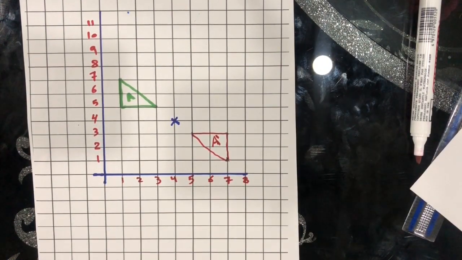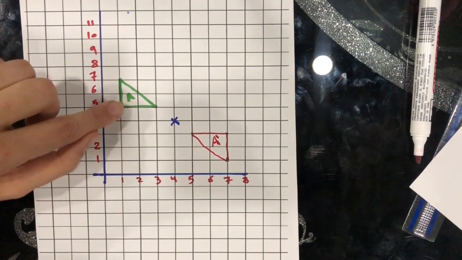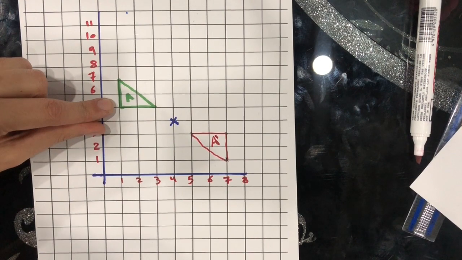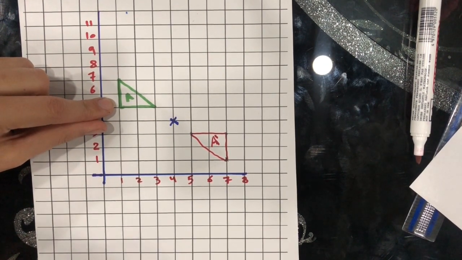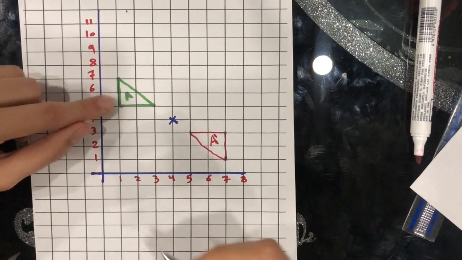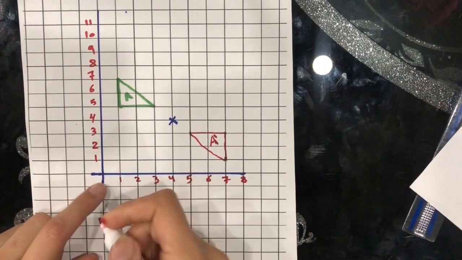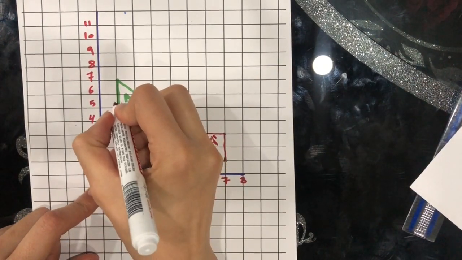What if I had a combination of transformations? What if the question wanted me to rotate clockwise and then reflect? How will this look? First of all, let's do the rotation. Rotate triangle A 90 degrees clockwise about the center of rotation 1, 5. Where is the center of rotation 1, 5? Let's assign that. This is 1, 5.